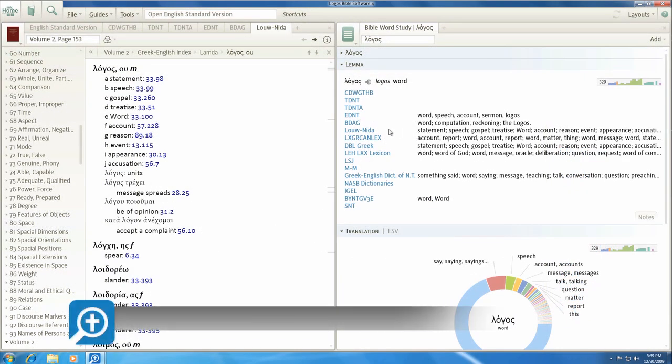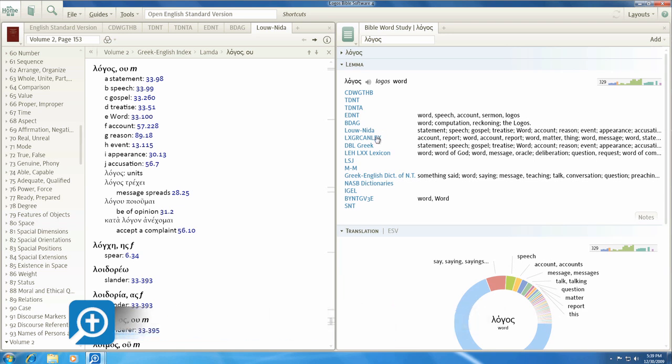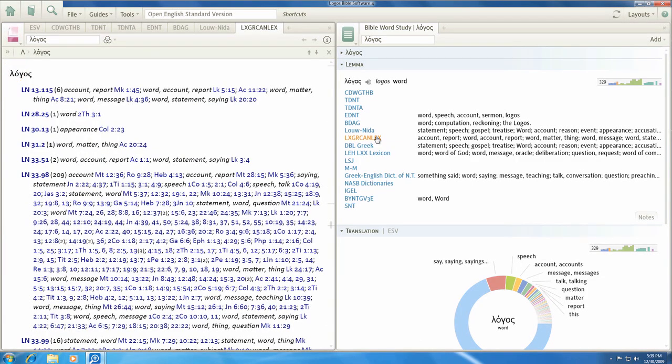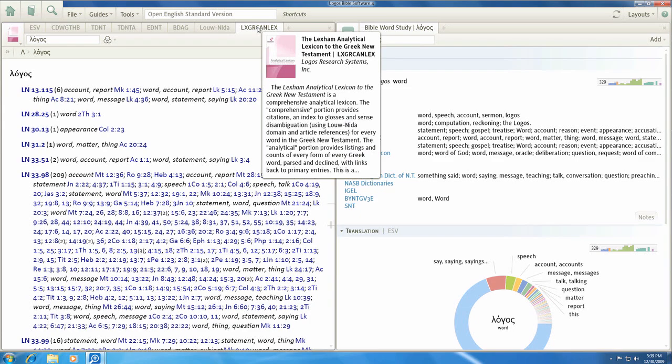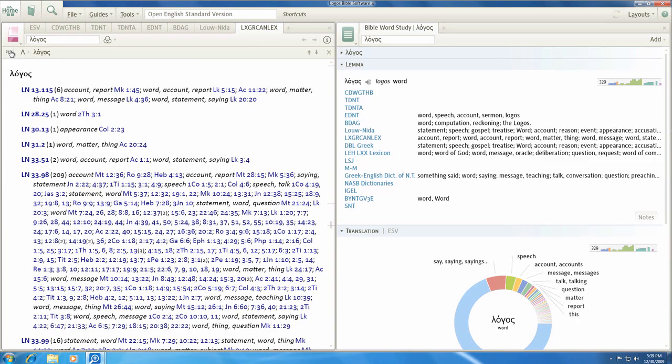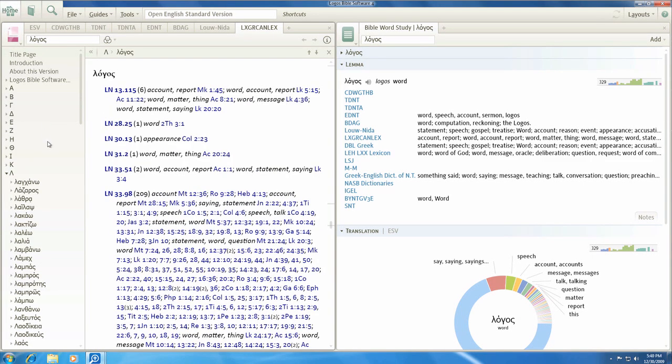In the previous section, I spent a lot of time going through the Louw-Nida lexicon. I did this because the two other lexicons that I want to introduce you to now use the Louw-Nida numbers in their dictionary entries. The first of these lexicons is called the Lexham Analytical Lexicon to the Greek New Testament. Now, unlike the Louw-Nida lexicon, this one is organized alphabetically.